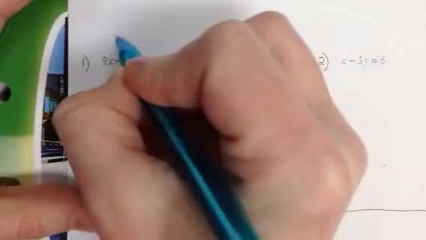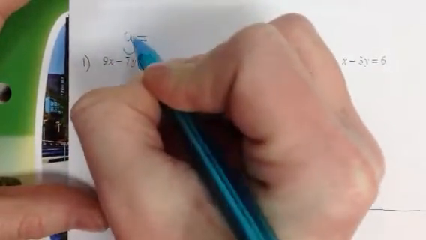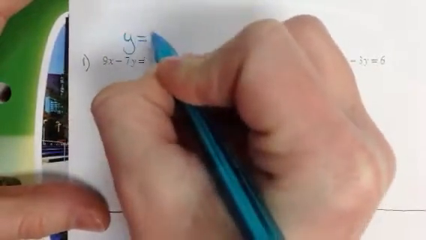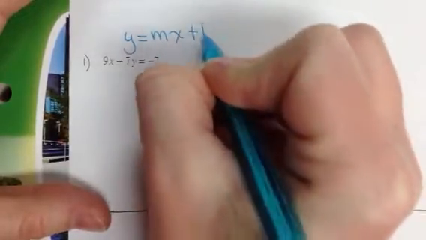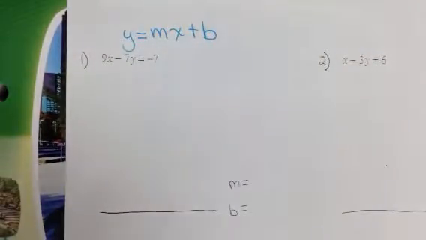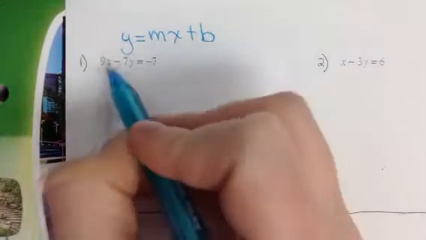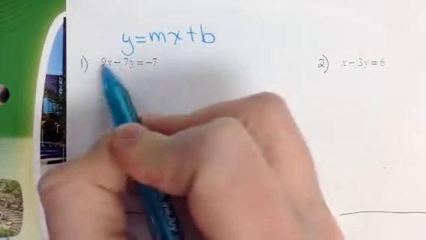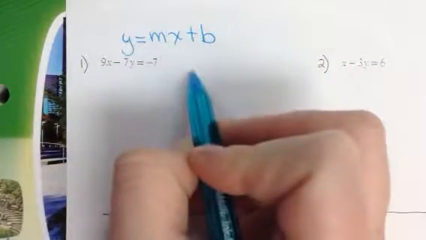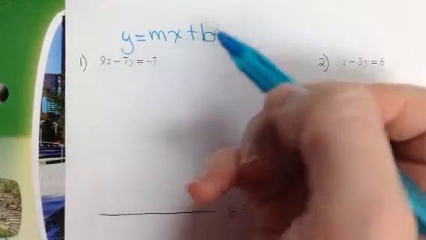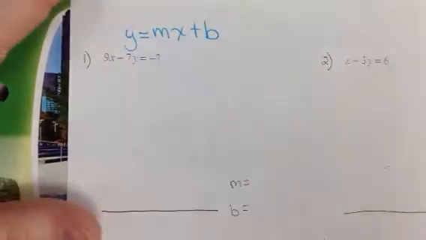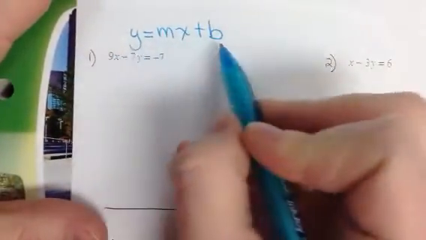So right above it, I want you to write y equals mx plus b. I can tell that it's not in the correct order because I see x is on the left side of the equation and it needs to be over on the right side of the equation. So I'll always write this equation above it so I can see the correct form.